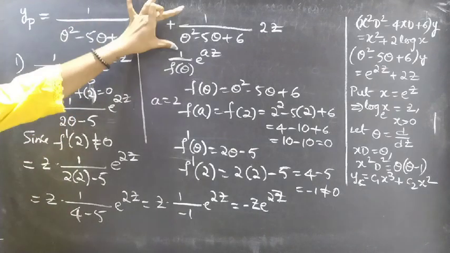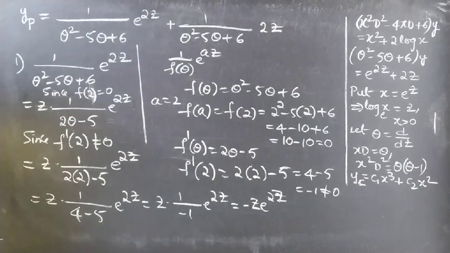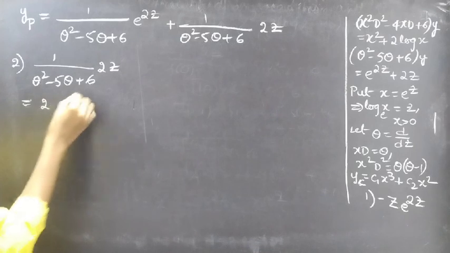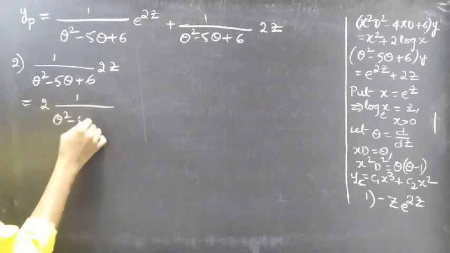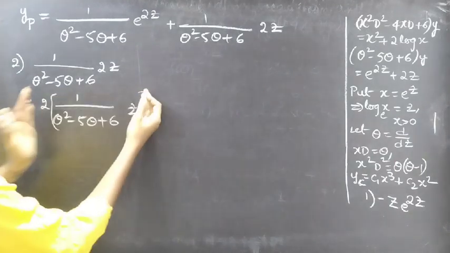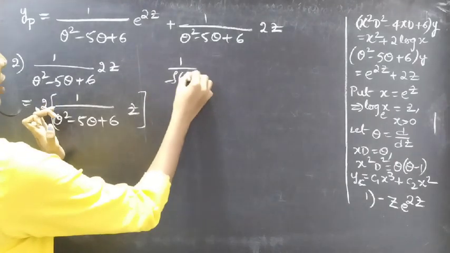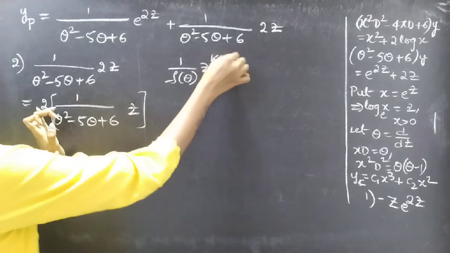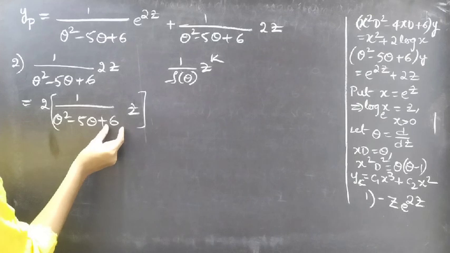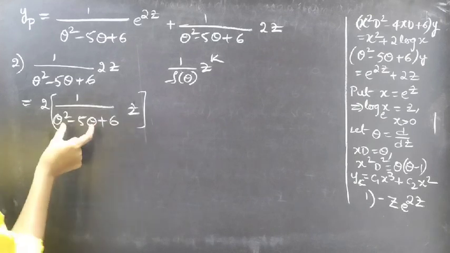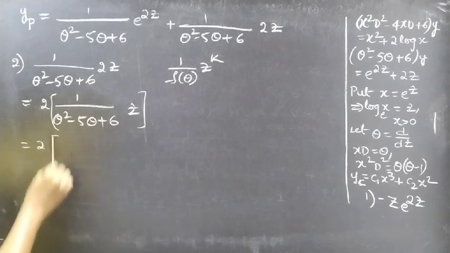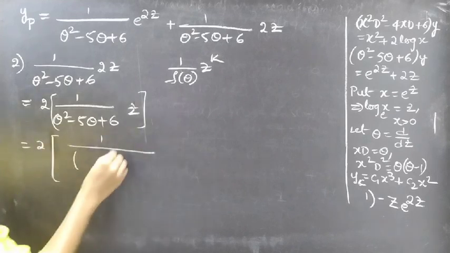Now let's go for the second one. You can write it as 2 into 1 by f of theta into z. So this part is of 1 by f of theta into some z power k form, right? Now, take the lowest degree term common from all the three terms, but the first two terms do not have 6, so we'll multiply and divide by 6 to the first two terms of the denominator.